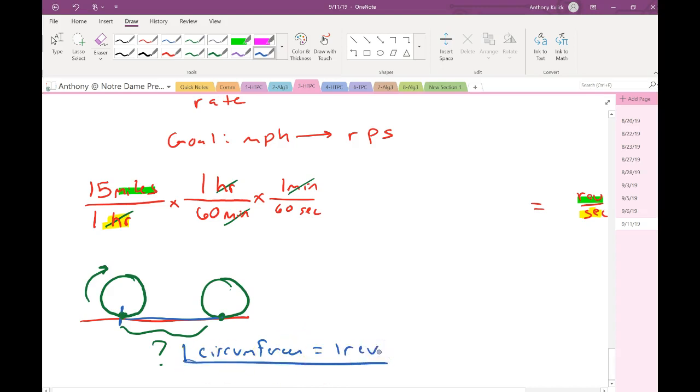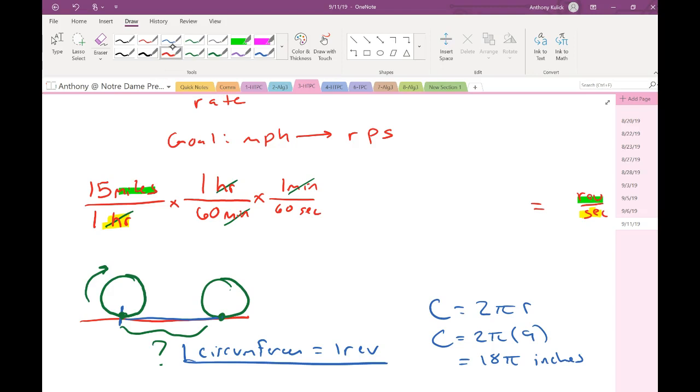So I know that one circumference is going to equal one revolution. I know from geometry that the circumference of a circle is 2 pi r. In our case, the diameter of our tire is 18, so the radius is 9. So we're at 18 pi. And then since the tire was measured in inches, I know the circumference is in inches. So really what I need to do to go forward here is to convert miles into inches. And then I can apply this final conversion factor to get it into revolutions.